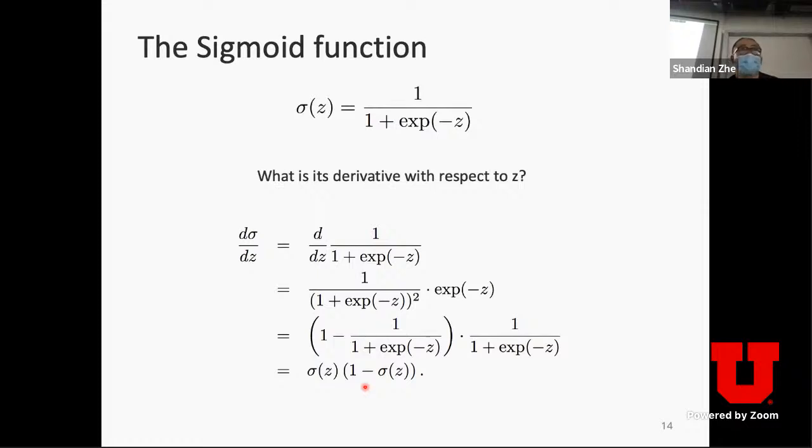Okay, any questions so far regarding the properties of the sigmoid function?